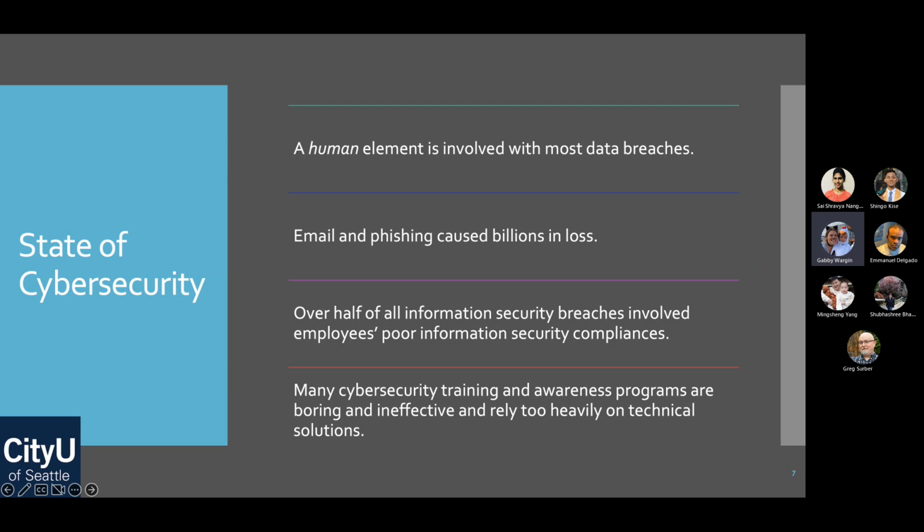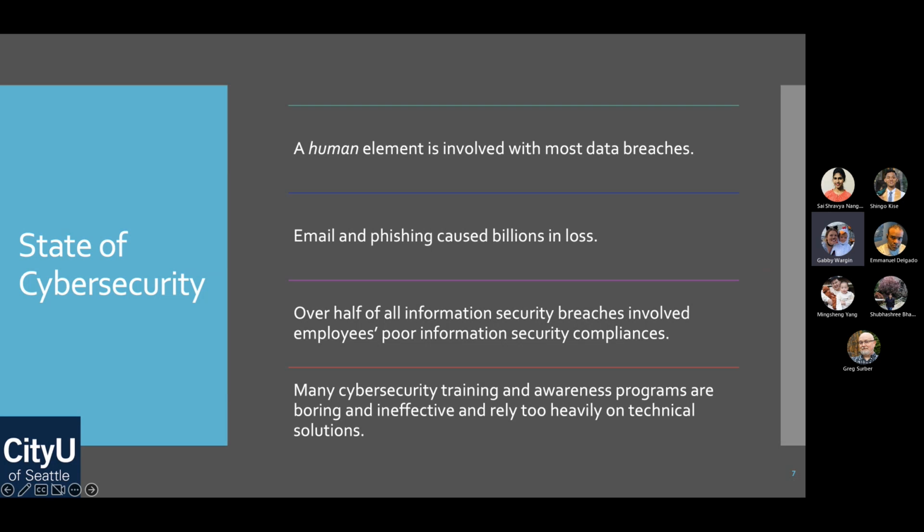The state of cybersecurity. Here are some statistics to demonstrate the state of organizational cybersecurity, including that 82% of data breaches involve a human element, which could include stolen credentials, phishing, or human error. In 2021, there was $2.4 billion in loss from email compromise alone.